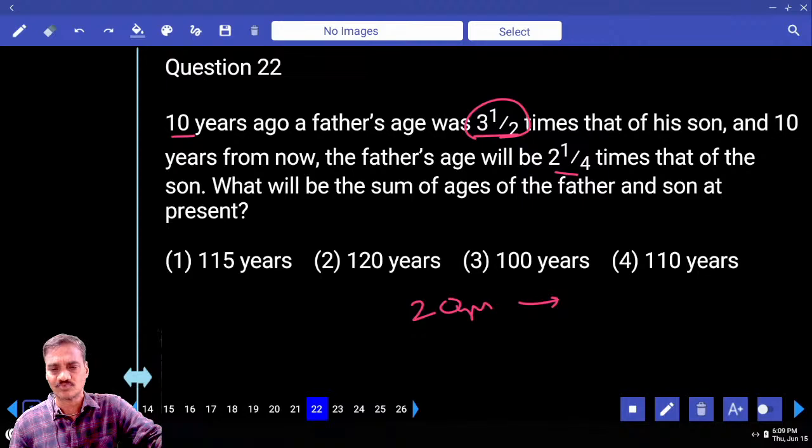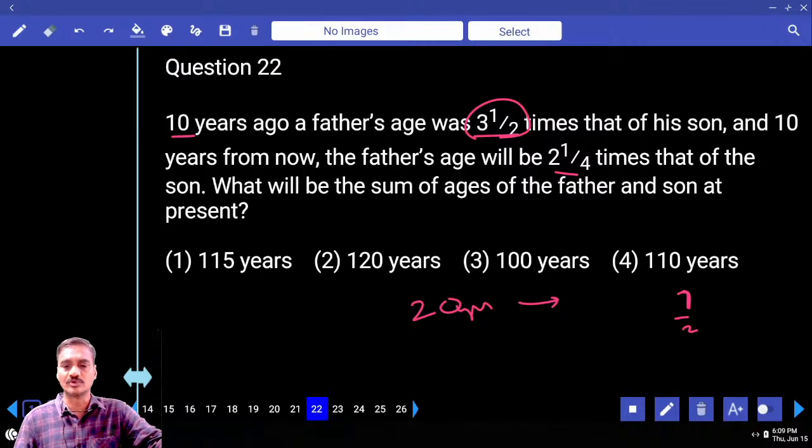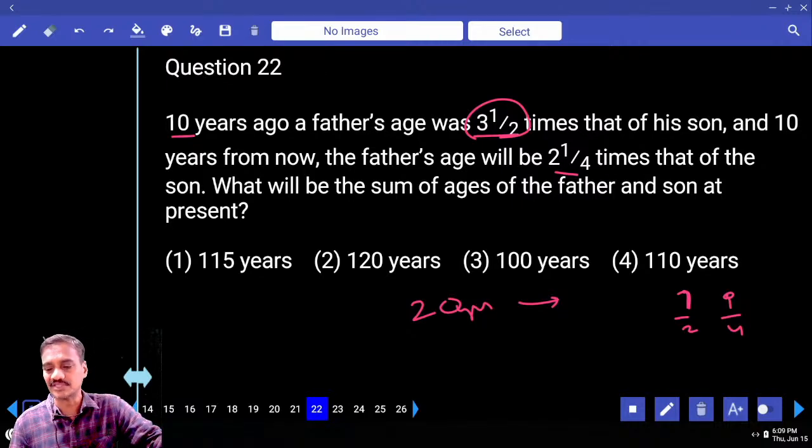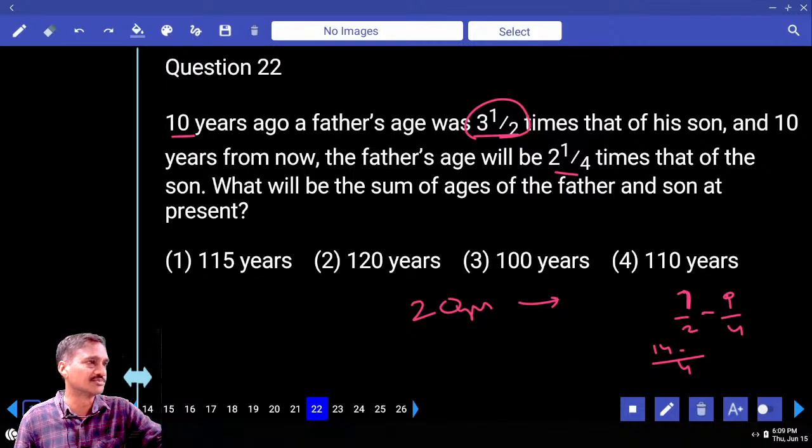Then what is the relation we have? 7 by 2 and 7 by 4. Then with 7 by 2 and 7 by 4, we need to go to 9 by 4. Then we need to go for the difference. 9 by 4 minus 7 by 2. What is the difference we have? The LCM is 4, and 14 minus how much? 9. And 5 by 4.